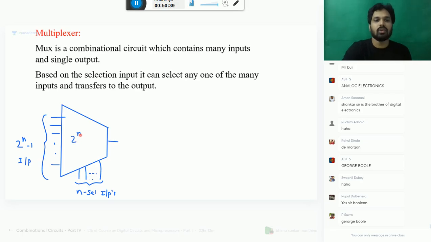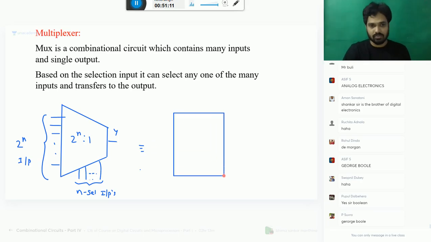So this is how your MUX looks like. You have 2 power n input lines and n selection lines. These selection lines will help to select any one of these 2 power n inputs and give it to the output. So your inputs are waiting with 2 power n number of lines. Out of them, your selection lines will select any one of them and give it to the output. This is what we call MUX. You can also show it with a normal rectangle or a converging symbol because it is many to single. That's why it is converging.